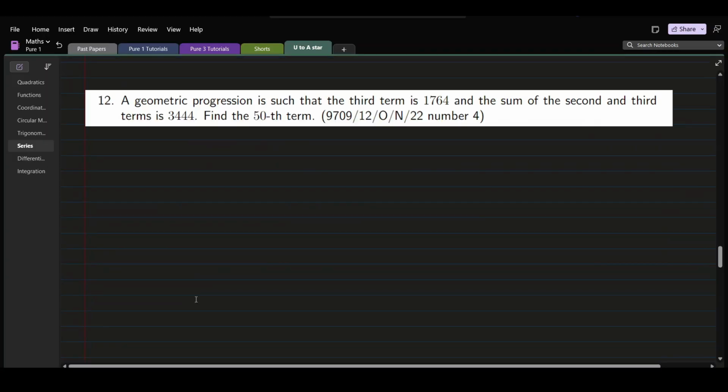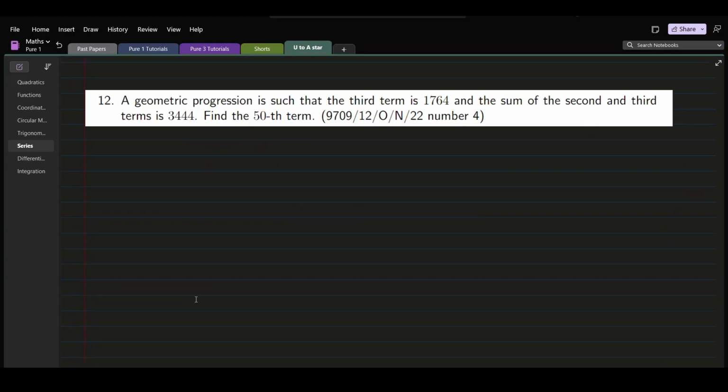A geometric progression is such that the third term is 1764 and the sum of the second and third terms is 3444. Find the 50th term. Okay, so we've got a GP, and we are given that the third term, that's u3, is equal to 1764.